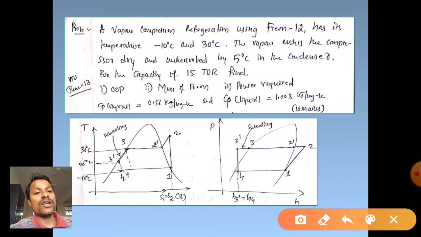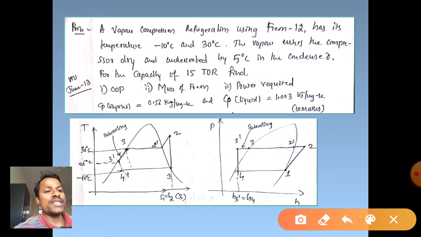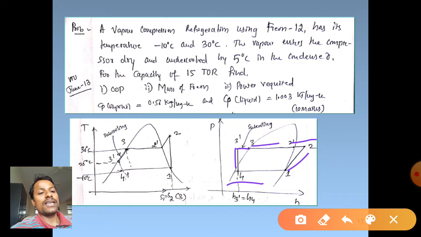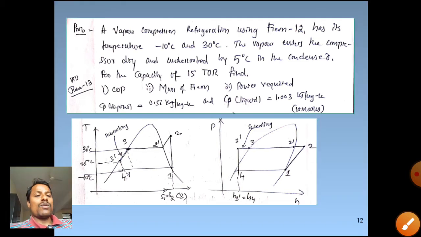From T3 dash it undergoes isenthalpic expansion process, 3 dash to 4, then 4 to 1 again it goes. Now here we have the pH diagram: 1 to 2, 2 to 2 dash, that is superheating, then 2 dash to 3 condensation, 3 to 3 dash is the subcooling or undercooling process, 3 dash to 4 is an isenthalpic process, that is HF3 dash is equal to H4, or H3 dash is equal to H4 simply. Then as usual, this is the pH diagram for the present problem.